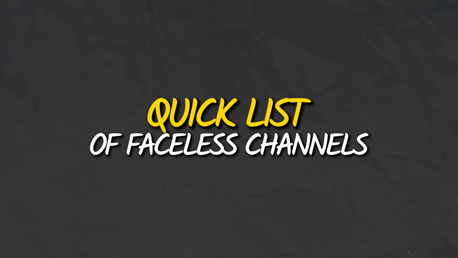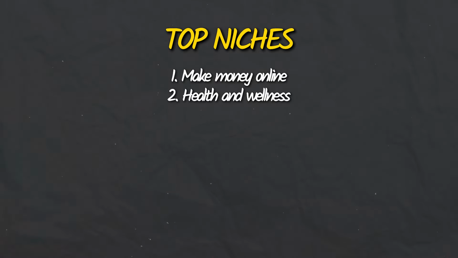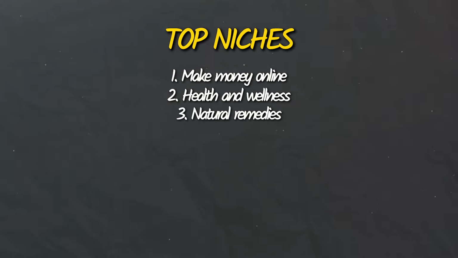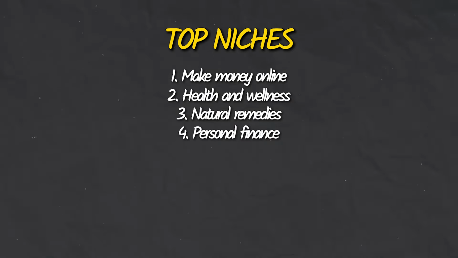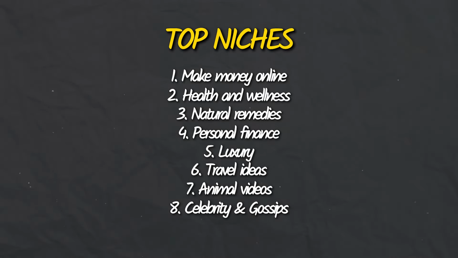Now, real quick, I want to give you a quick list of faceless AI YouTube channel niches that are super popular that you can get started with today. Number one is the make money online niche. Number two is the health and wellness niche. Number three, natural remedies. Number four, personal finance. Number five, luxury, like I showed you before. Number six, travel ideas or travel locations. Number seven, animal videos. Number eight, celebrity and gossip, and so many more niches that you can get into.